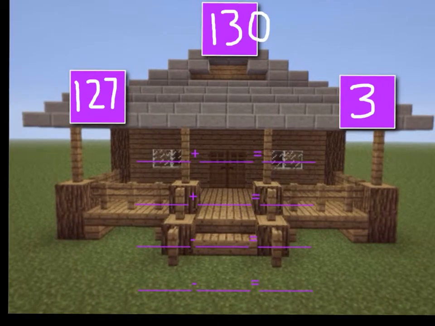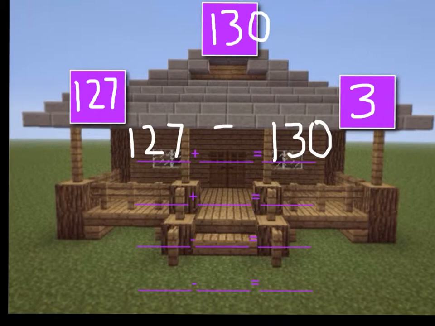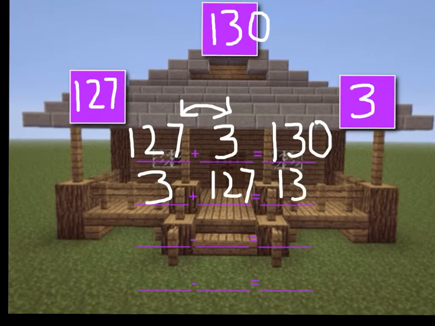In these number sentences, my answer is going to be 130 for the addition. Now, what I'd like you to look for is your rainbow facts when you're adding 127 plus 3. Hopefully your brain will automatically see that 7 and 3 is a rainbow fact, and that's going to make 130. So I can turn these two around now and say 3 plus 127 equals 130.